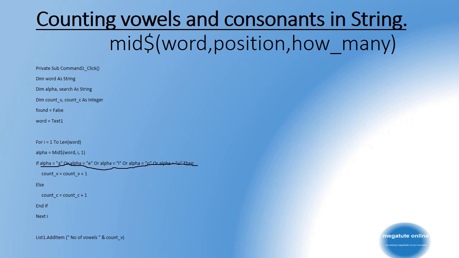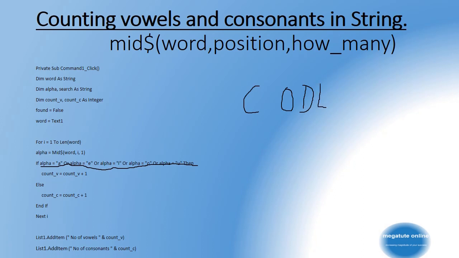And this way the process continues, and when the loop ends, whatever value count V has, that many vowels you will have. Whatever value count C has, that many will be the consonants in the word, right? So let's take an example again here quickly. Let's take the same variable, code. So suppose the user has given the word code.